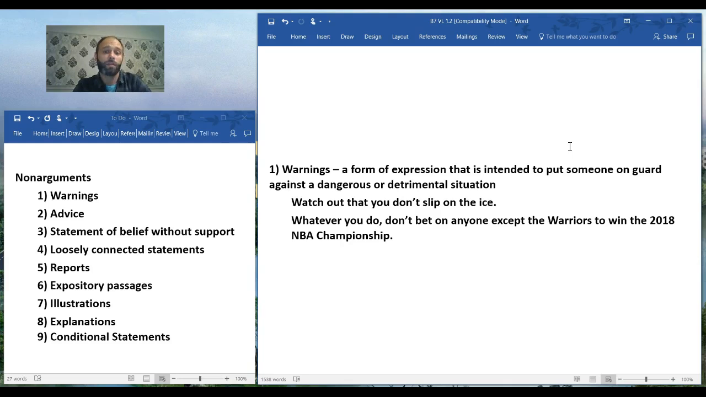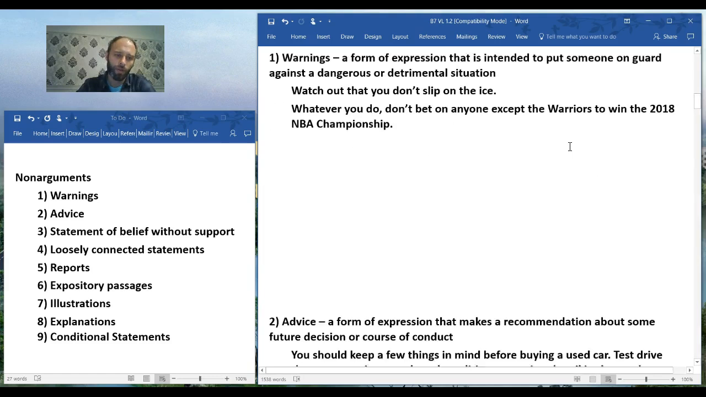The same is true of the next example: "Whatever you do, don't bet on anyone except the Warriors to win the 2018 NBA championship." Again, this is a command: don't bet on anyone except the Warriors. And again, there's no statement here. Nothing can be true or false. The sentence can't be true or false. Since we don't even have one statement and we need at least two to have an argument, we definitely don't have an argument here. So warnings will be pretty easy to figure out as non-arguments.